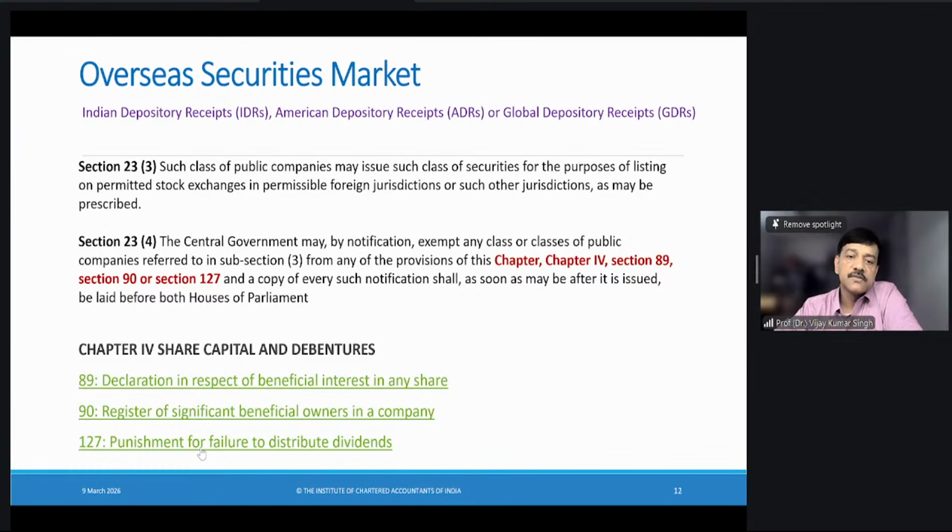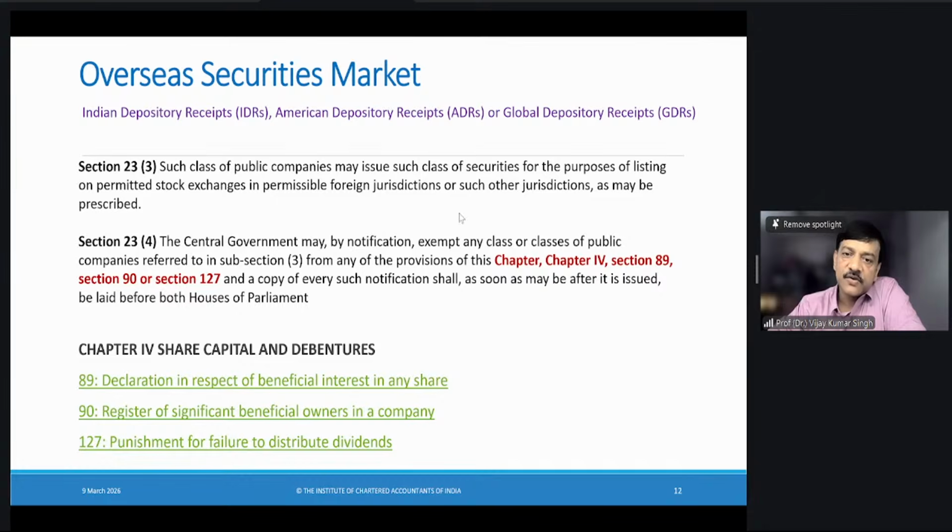Okay, it is not about exemption of overseas companies in India, but it is about Indian companies overseas. So that is what it says: such class of public companies may issue such class of securities for the purposes of listing on permitted stock exchanges in permissible foreign jurisdictions, or such other jurisdictions as may be prescribed. So it is dealing with that.